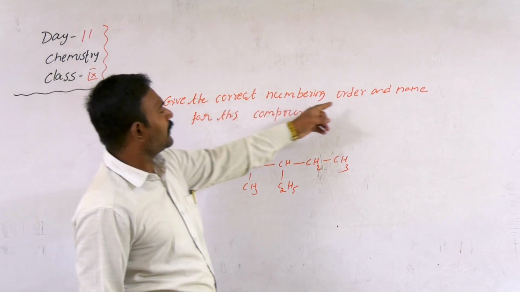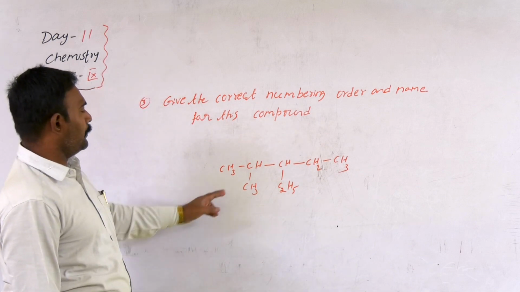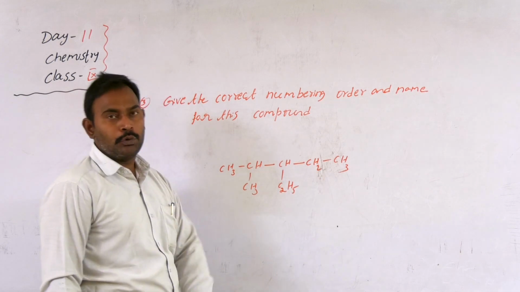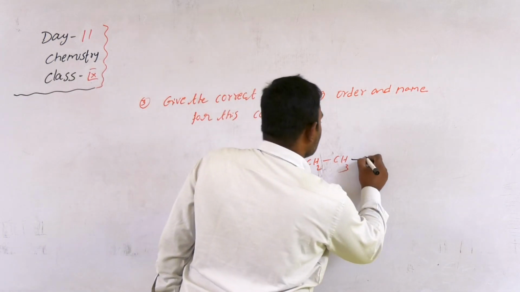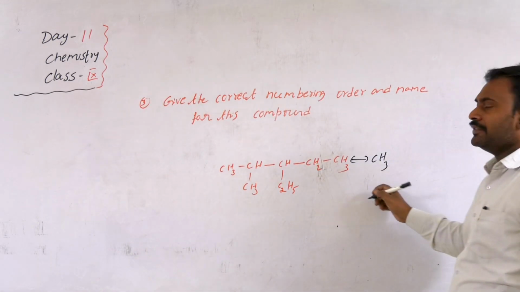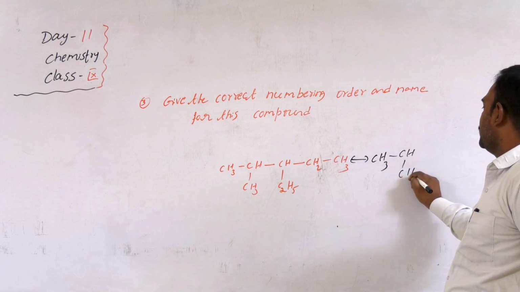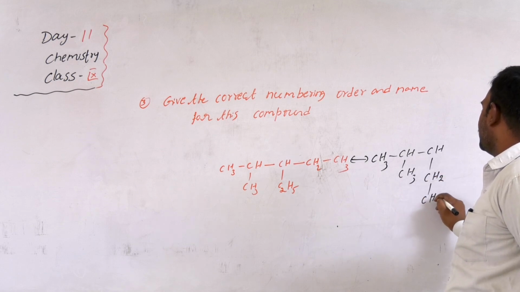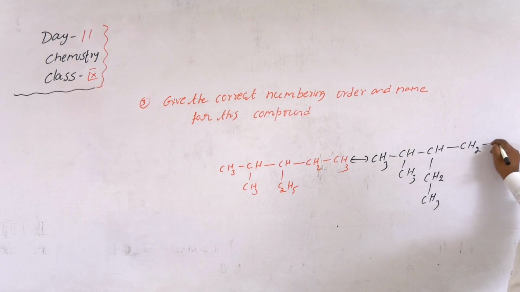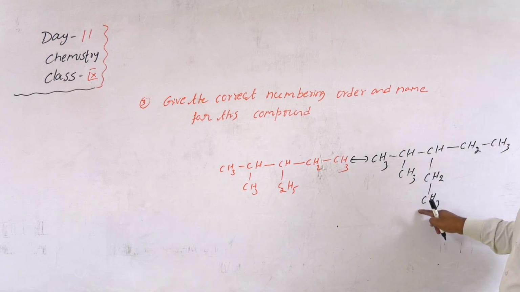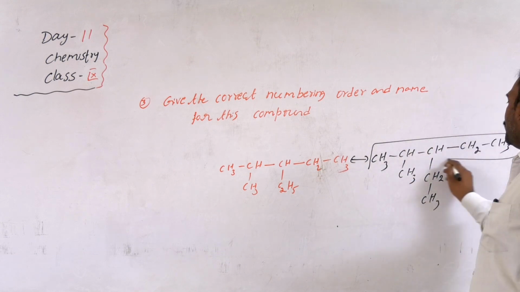Third question, give the correct numbering order and name for this compound. CH3, CH, CH3, CH, C2H5, CH2, CH3. Here C2H5 is the ethyl group, expand this also. Then we can write CH3, CH, CH3, CH, CH2, CH3, then CH2, CH3. Then we have to select the longest possible chain: 1, 2, 3, 4, 5. So it is our longest possible chain.